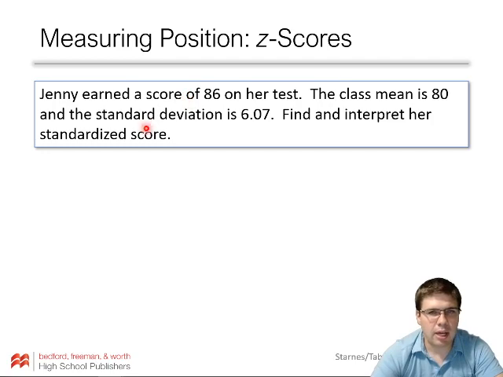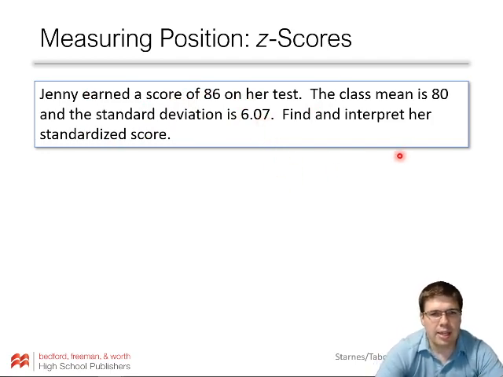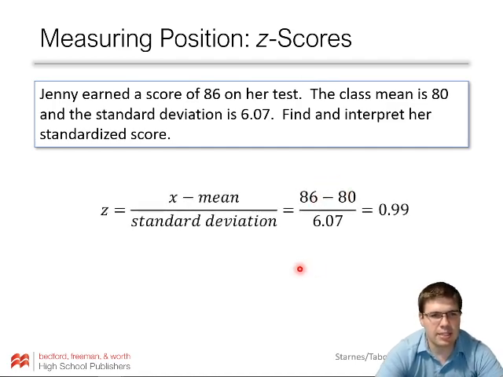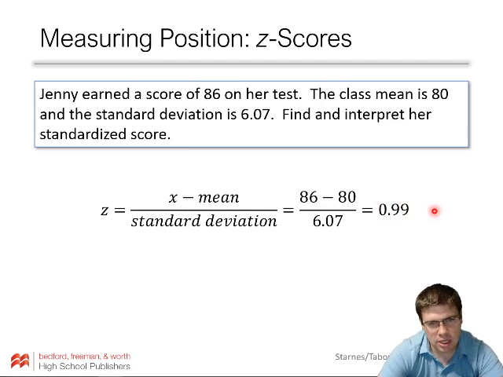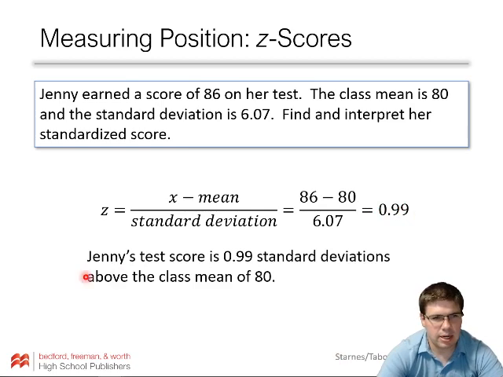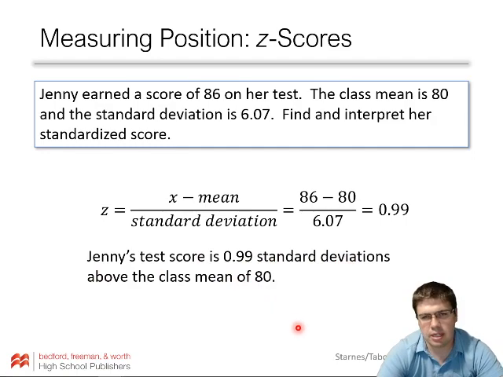So an example of calculating one of those: Jenny earned a score of 86 on her test. It's the same data we were thinking about before. The class mean is an 80 and the standard deviation is a 6.07. Find and interpret her standardized score. So we would take 86 minus the 80 divided by the standard deviation 6.07, and that ends up being about 6 divided by a little more than 6. We end up just under 1. Just under 1 standard deviation above the mean. And so that's what we can say there. Jenny's test score is 0.99 standard deviations above the class mean of 80.